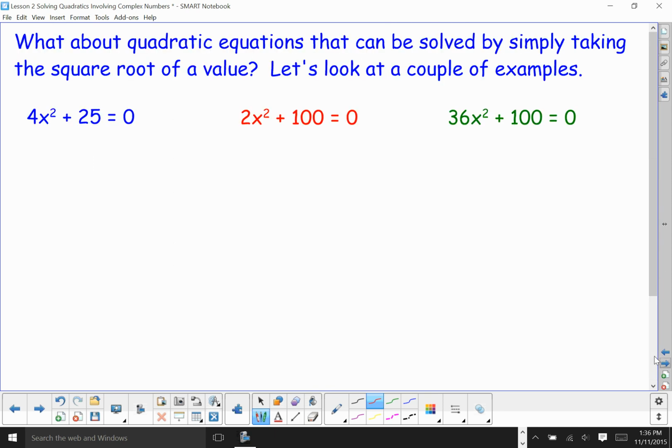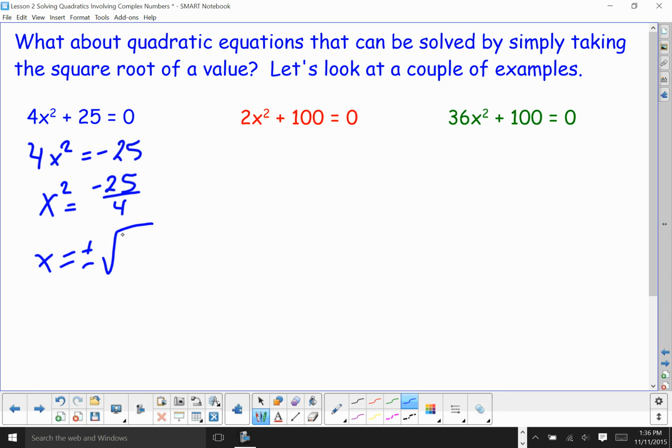Now, what about quadratic equations that can be solved by simply taking the square root of a value? Well, let's look at a couple of these examples. This first one, we have 4x squared is equal to negative 25. X squared is equal to negative 25 over 4. I take the square root, so x is equal to plus or minus the square root of negative 25 over 4. Okay, you got a negative underneath, so you're going to get the i out, and additionally, you're going to get 5i over 2. Okay, keep the i in the numerator. So plus or minus 5i over 2.